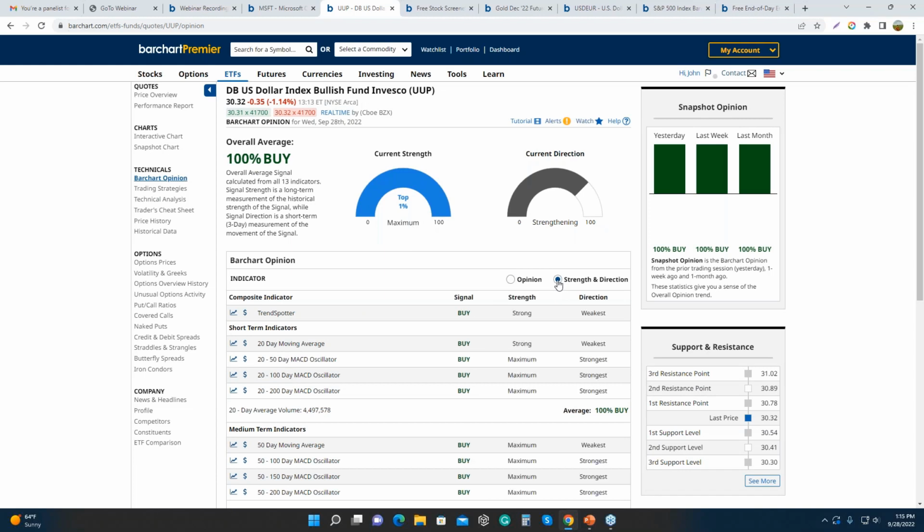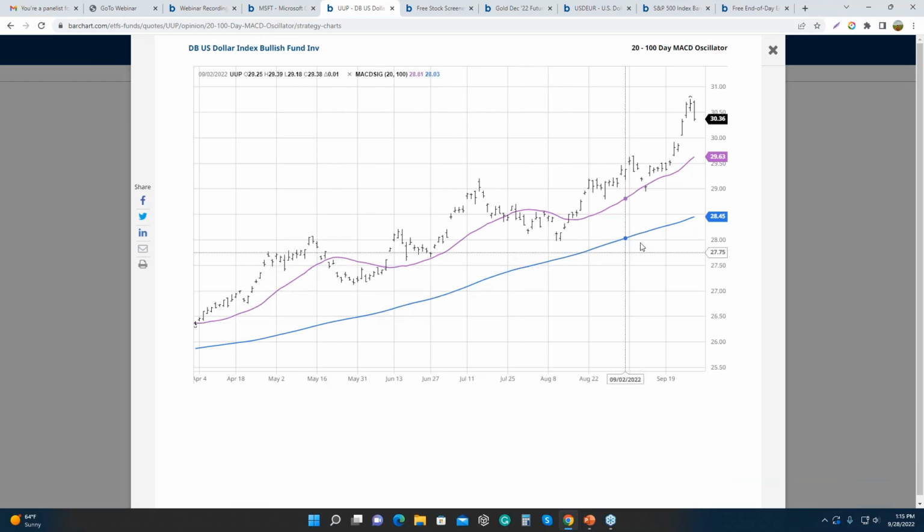If I look at my strength and direction on each one of these indicators, my current direction is strengthening. It's still very, very strong. Now let's look at something like the 20-day and 100-day moving averages. Look at our 100-day moving average: nice, steady uptrend, nice, steady, strong. Our 20-day is steady, and what is happening? Our 20-day is moving away from our 100-day. It's diverging away. What has price been doing? Well, price has moved away. It's diverged away. That's what's giving that strength.